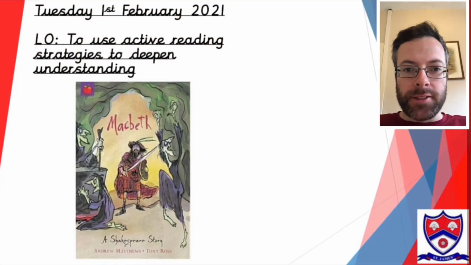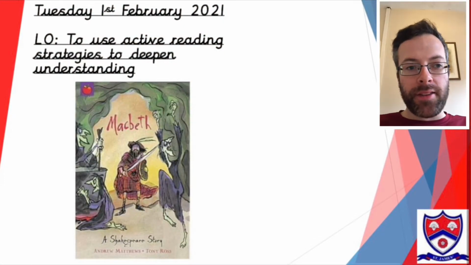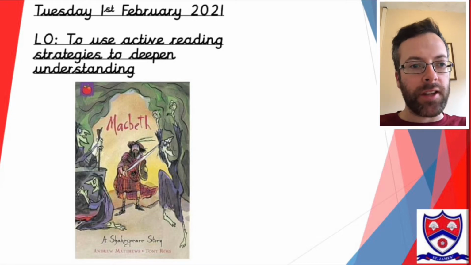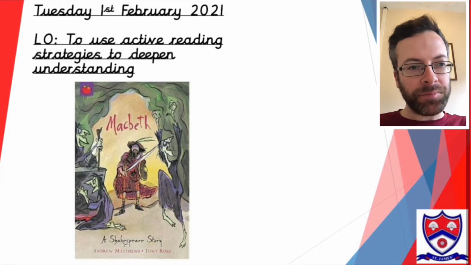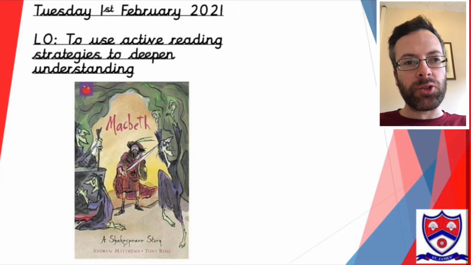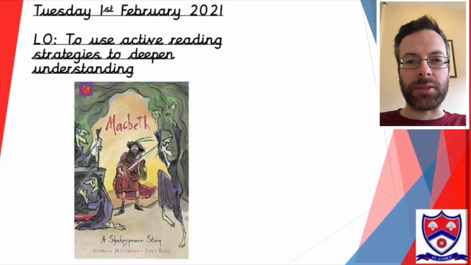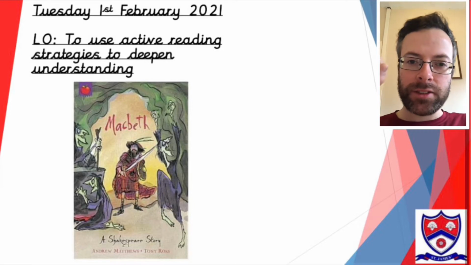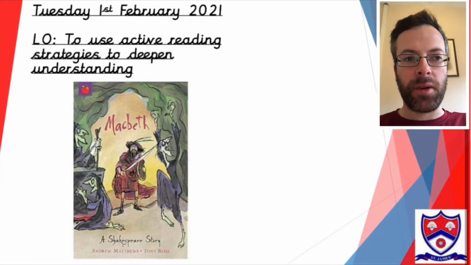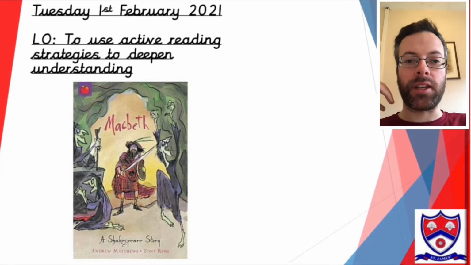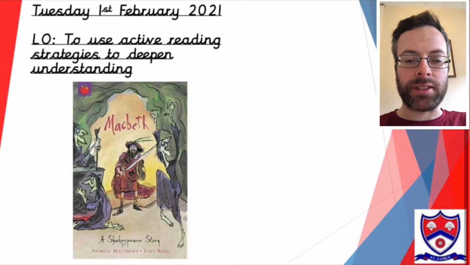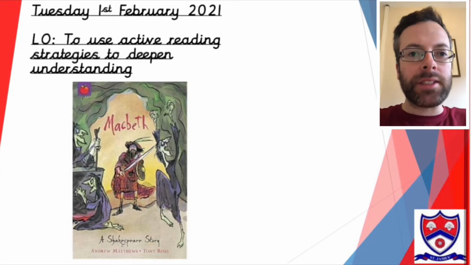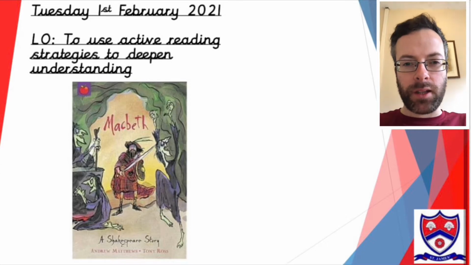Okay, so we are continuing to look at Macbeth, and we're looking at this modern retelling of it by Andrew Matthews. And we're looking at active reading strategies to deepen understanding. So what that means is, as we are reading, we are continuing to pick out information and to look for information to help us get a better understanding of what it is that we're reading about. So we're going to get into the text, but just before we do that, let's have a quick think about what our task is.